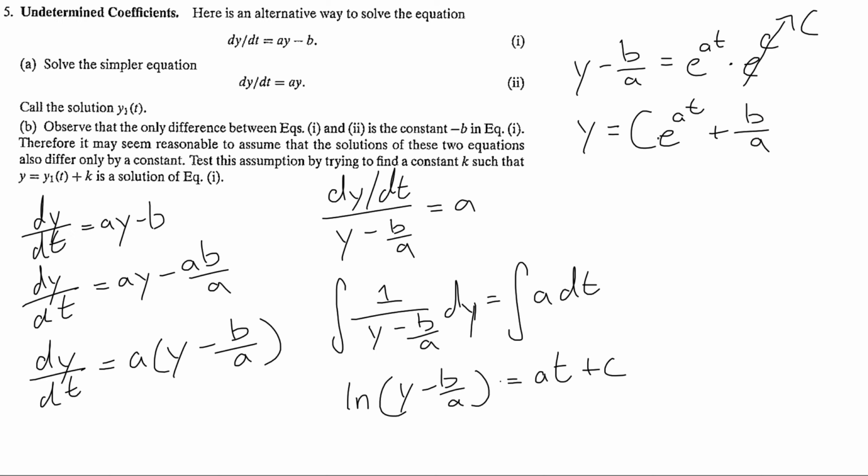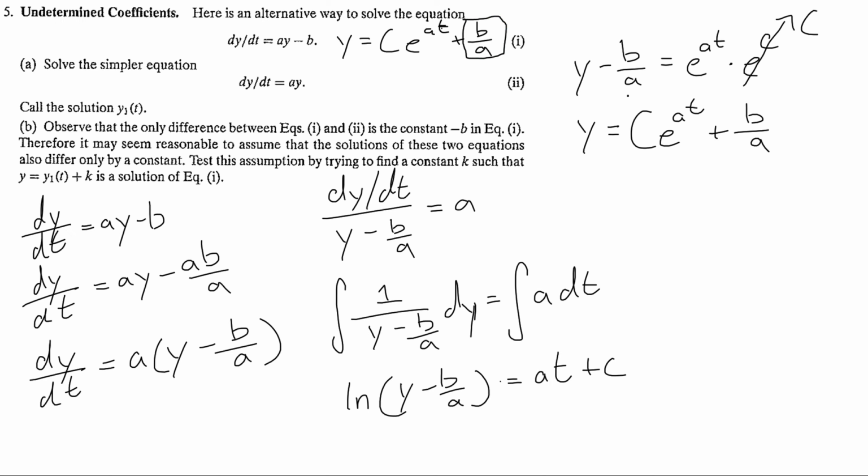So that's our result. That's our first result. And the thing to hone in on is the constant b over a. So let me just write this over here. We're going to get y is equal to c e to the at plus b over a. And now I want you to just pay attention to this constant over here, okay?